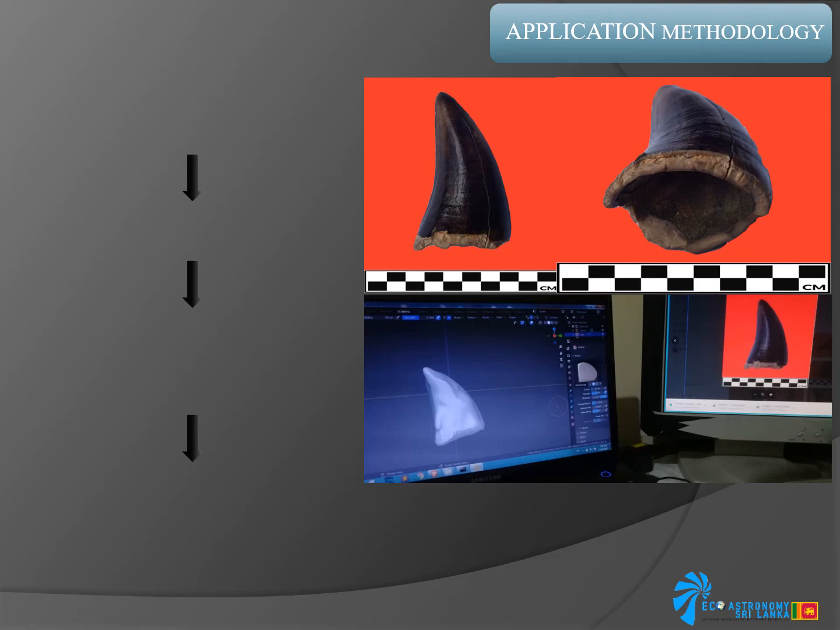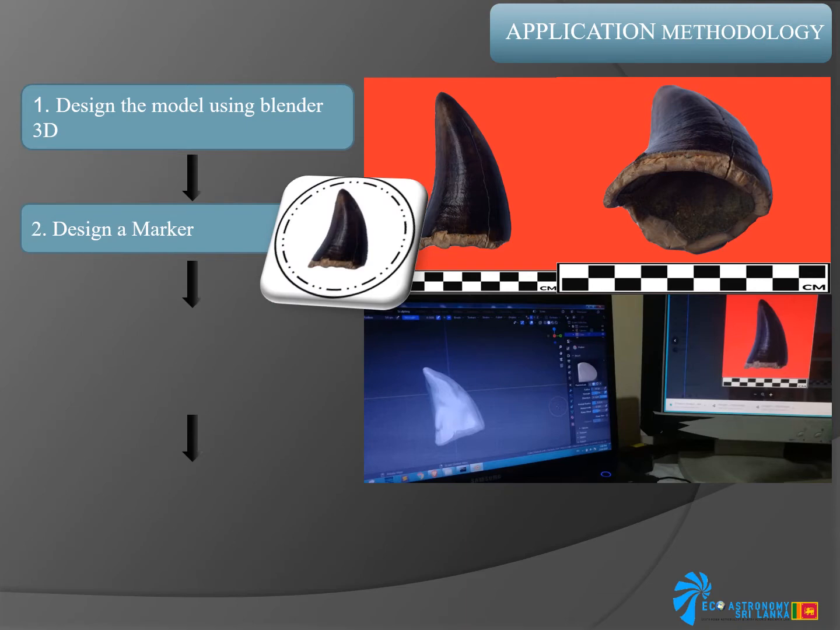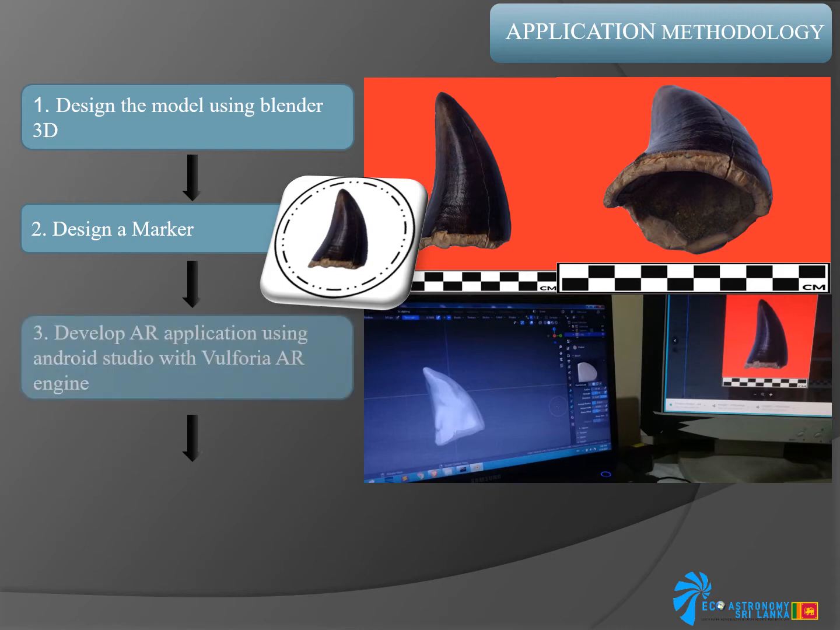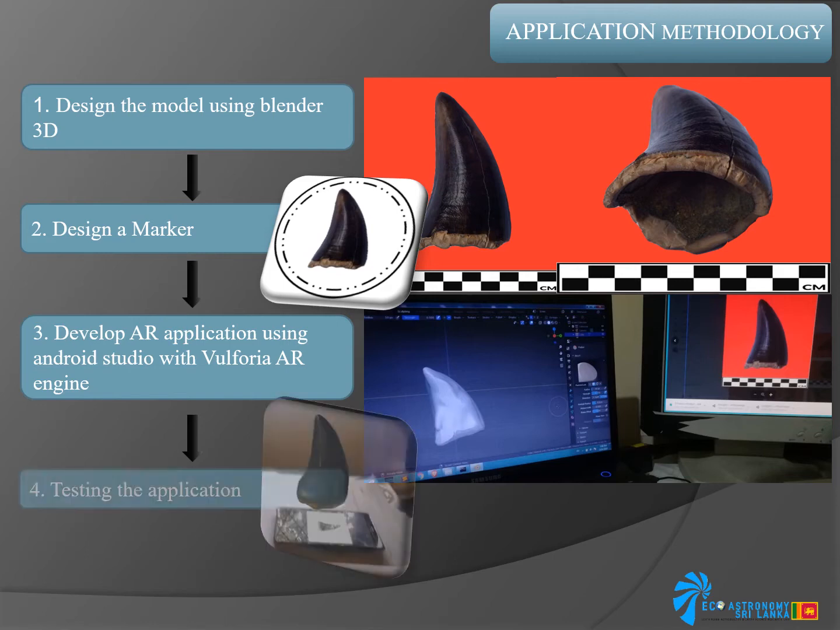As for the application methodology, we proceeded with the first step. First, design the model using Blender 3D, using 360 images of each sample, and then design the marker for exact identification. This part should be developed via mobile applications. This is the marker. Then develop the AR application using Android or iOS Studio with the Vuforia augmented reality engine. Then test the application. So we'll see how it is implemented in the next slide.